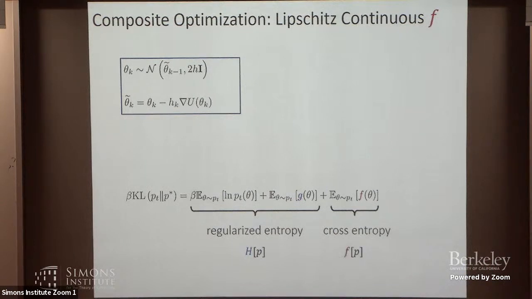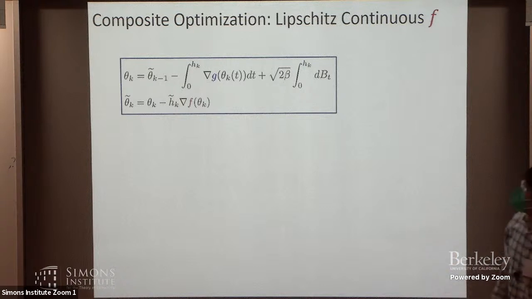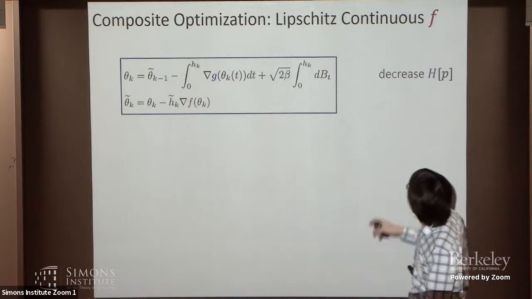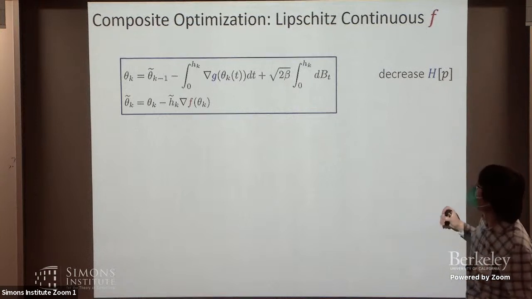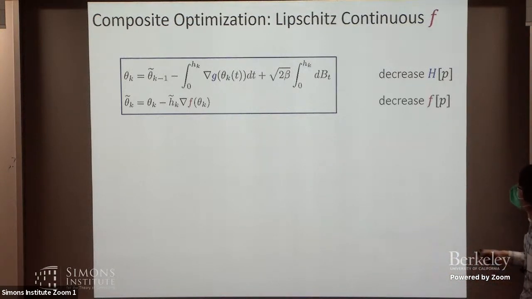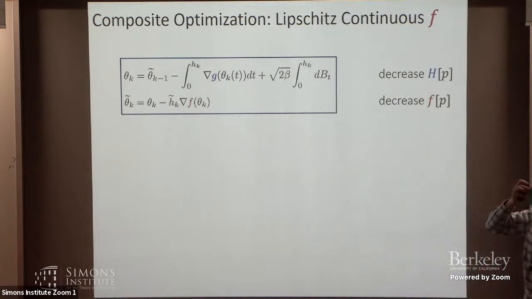So in this case, because we're putting G together with the Brownian motion, we sort of directly integrate it so that it would decrease this regularized entropy instead of the self-entropy. And then the gradient descent over F is the same. It decreases the cross entropy.